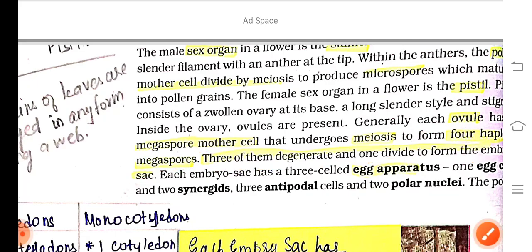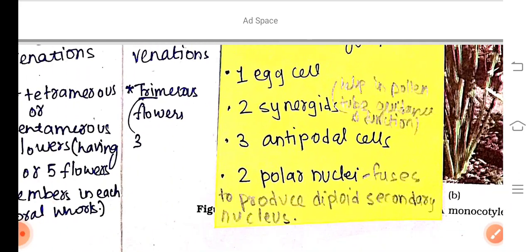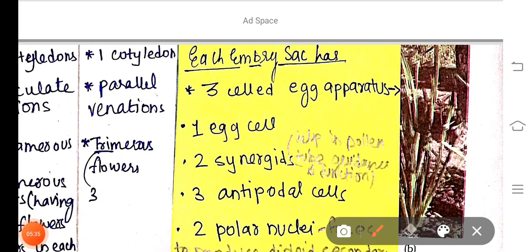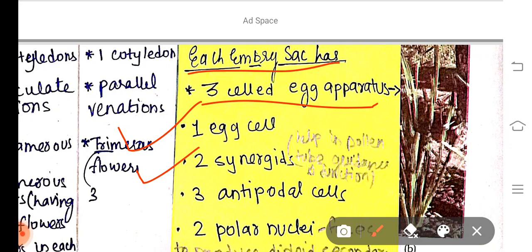Now let's see what this embryo sac has. So I've written on the sticky note: each embryo sac has a 3-celled egg apparatus. It has one egg cell. This egg cell fuses with the male, what we call the pollen grain, and forms the zygote. It has two synergids. Synergids help the pollen tube in guidance and function.